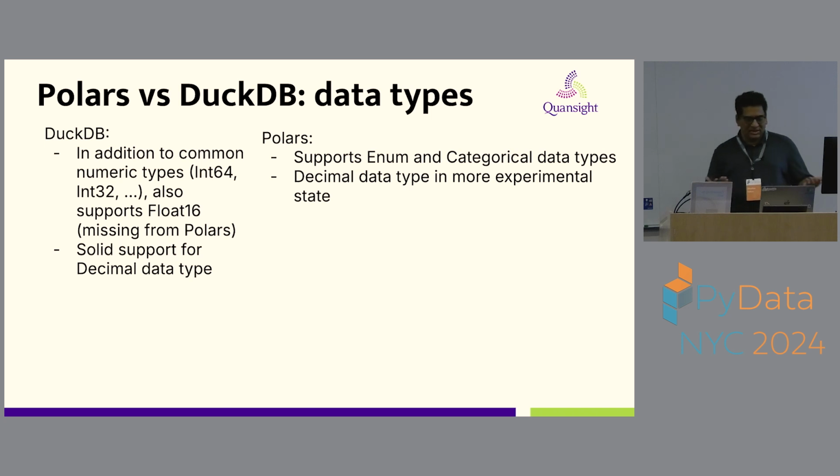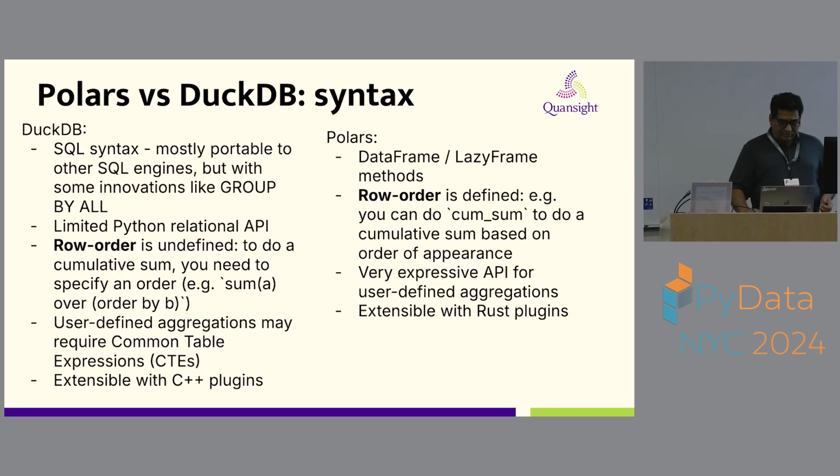Again, data types, it's more standard. They have most of the common data types. The other interesting thing that they support that polars doesn't is float 16, which in some cases is useful. And they have a really good decimal data type. Pandas also has a decimal data type. Polars, on the other hand, has enum and categorical data types that DuckDB doesn't, but the decimal data type is still sort of experimental at this point. So depending on which data type you care about, that might or might not matter.